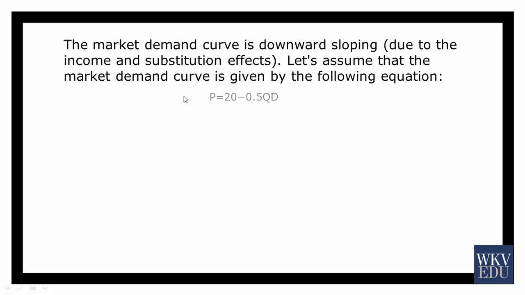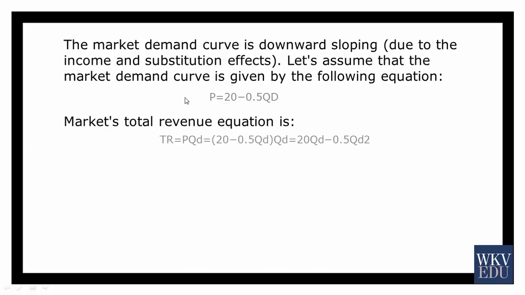Obviously, if you've gone through the appendix videos on demand, the demand curve equation is price equals something plus a coefficient times quantity. We all know total revenue equals price times quantity, and therefore the market total revenue equation is price times quantity, which is 20 minus 0.5 QD, which was the price, times the quantity demanded, and then the basic algebra takes place.